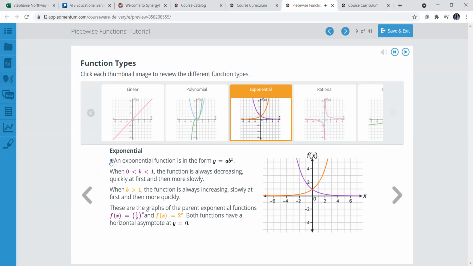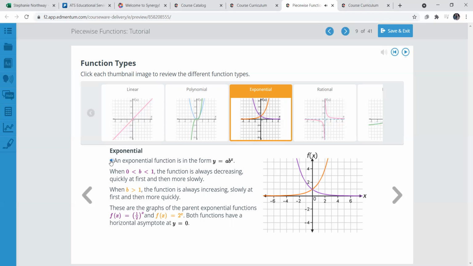Exponential. An exponential function is in the form y equals a times b raised to the power of x. When 0 is less than b less than 1, the function is always decreasing, quickly at first and then more slowly. When b is greater than 1, the function is always increasing, slowly at first and then more quickly. These are the graphs of the parent exponential functions f of x equals 1/2 raised to the power of x and f of x equals 2 raised to the power of x. Both functions have a horizontal asymptote at y equals 0.